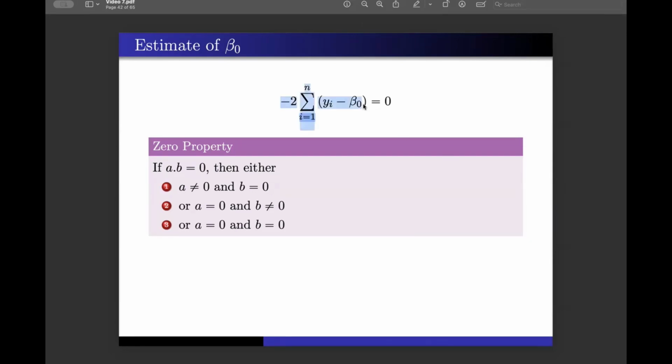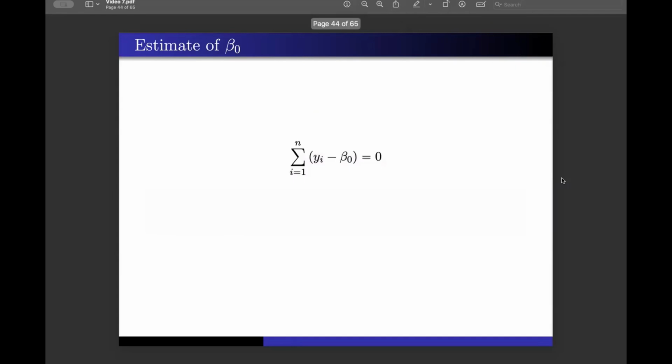Now if we look at this equation closely, we have negative 2. Negative 2 is not equal to 0, which clearly implies that summation i going from 1 to n of (y_i minus beta naught) will be equal to 0. So now we need to solve this equation for beta naught. We'll distribute the summation sign on both the terms and we get summation i going from 1 to n of y_i minus summation i going from 1 to n of beta naught.